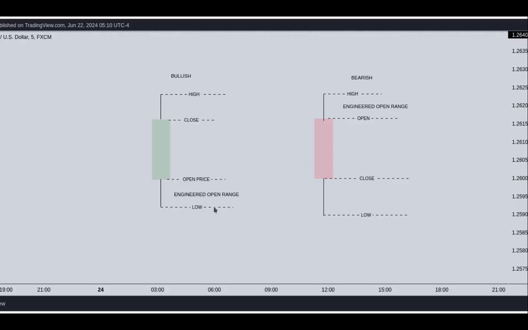So from this engineered open range, we buy and target the high. Here in this engineered open range, we sell from this level here. I will show you how we can enter there and target this level here, same as this level here. So what you need to do is to understand this concept. If you don't understand it, rewatch, you will understand it.